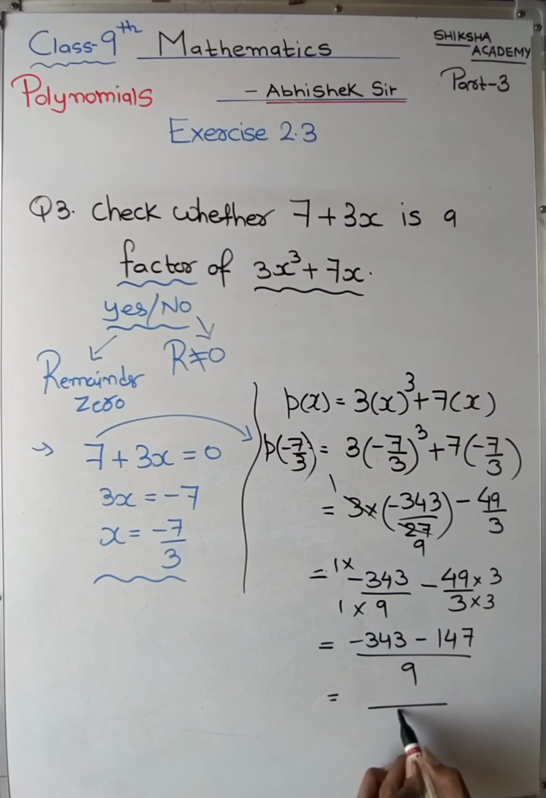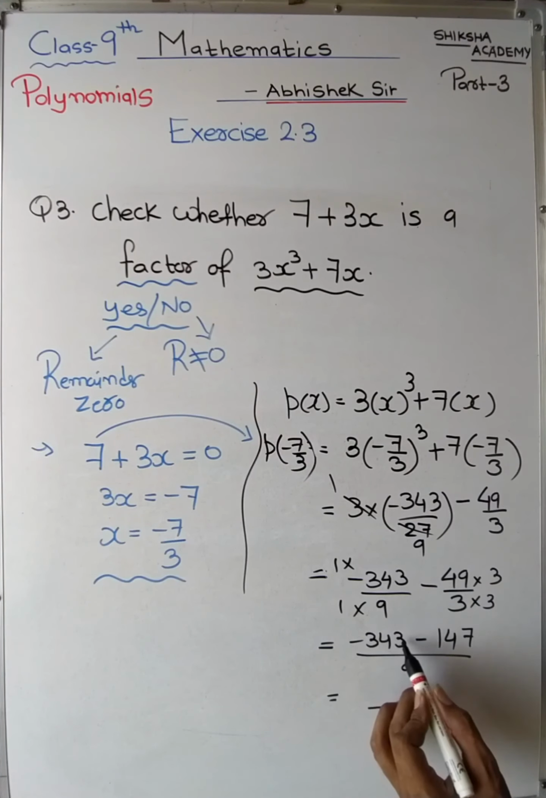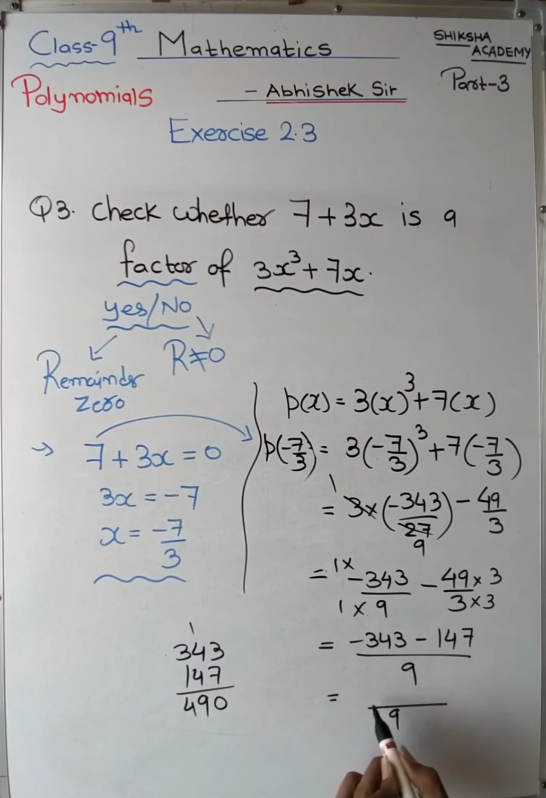So what we have to do? We have to add these two. So 3 plus 7 will be, let us do over here, 147. What we are doing is we are adding these two. 7 plus 3 is 0, balance 1, 4 plus 4 is 9, and 3 plus 1 is 4. So ultimately it is 490 by 9.